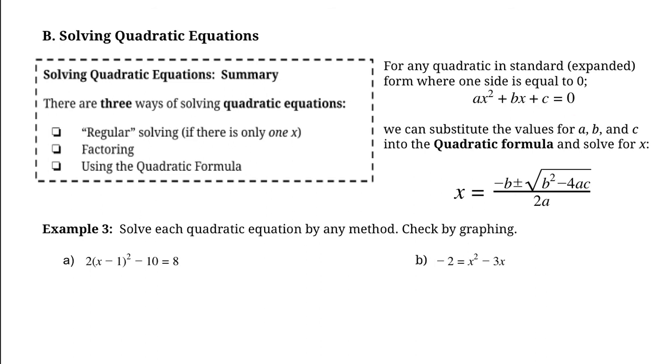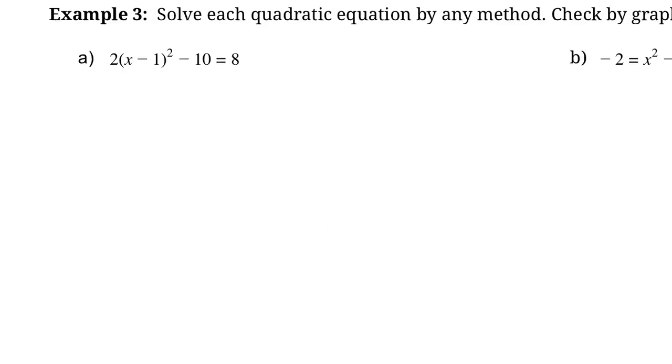And your a value is just the coefficient in front of your x squared. Your b value is the coefficient in front of x. And your c value is the constant number. So you've got to input that into the quadratic formula and solve. Here's our first example, and as you can see, we only have one x. So we can solve this using our regular solving equation methods of opposite operations and using BEDMAS backwards, okay?